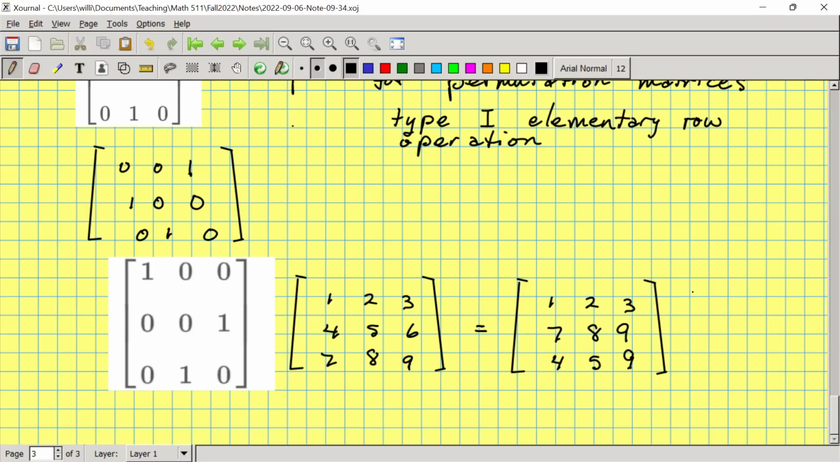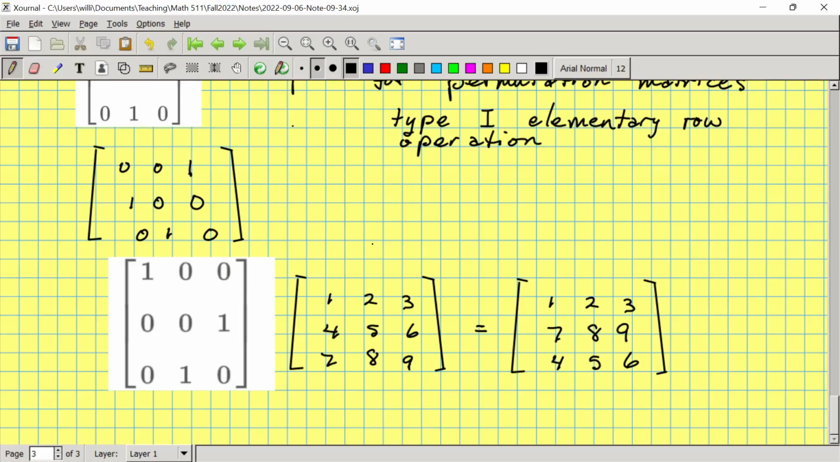Is that supposed to be a 6 or a 9 in the final? 4, 5, 6. Yeah. Thank you. Thanks. I don't know why I did that. We'll save it.